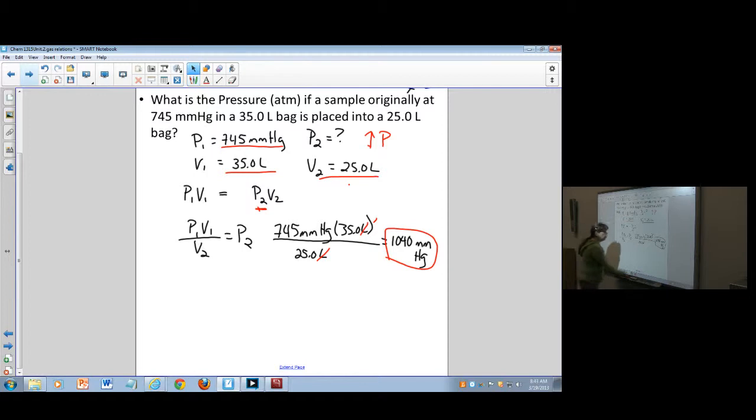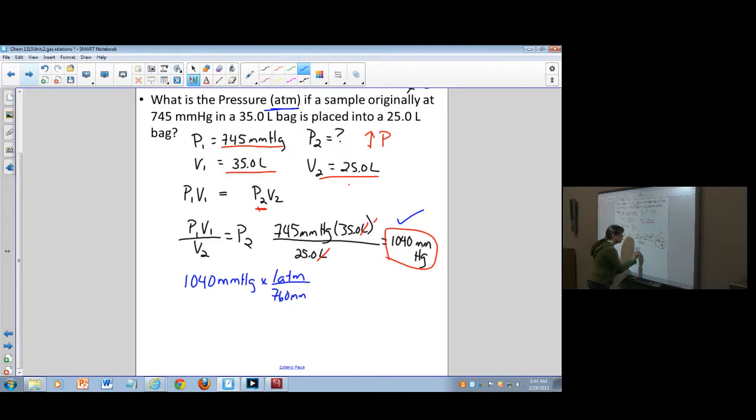All right, so what if that's not the question? Maybe I ask you, for example, what is the pressure in atmospheres? Well, 1,040 millimeters of mercury is not the answer. Do you think that answer would be on the exam? Yes, that would be on the exam. But let's finish off this problem. So we want to answer this in atmospheres. So 1,040 millimeters of mercury, and I know that 1 atmosphere over 760 millimeters of mercury is my conversion factor. And this works out to be basically 1.4 atmospheres.